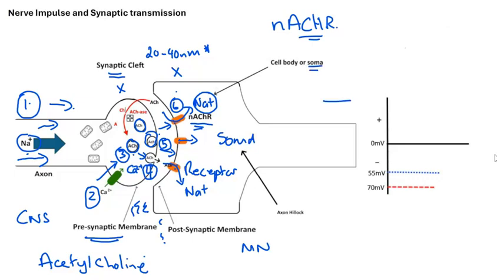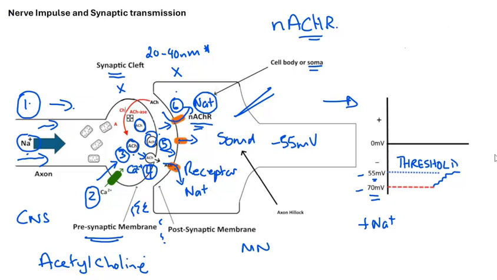Now let's look at what's happening on the oscilloscope reading, which was sitting at minus 70 millivolts. But as we have added sodium ions, the recording of minus 70 millivolts will rise in a number of steps to reach minus 55 millivolts. And this value of minus 55 millivolts is called threshold.